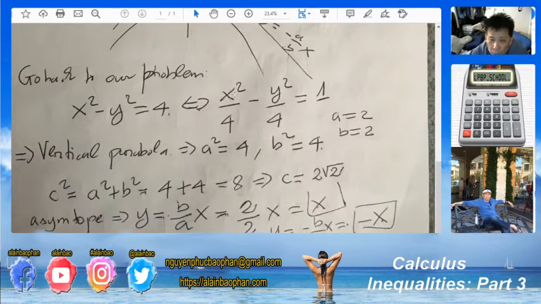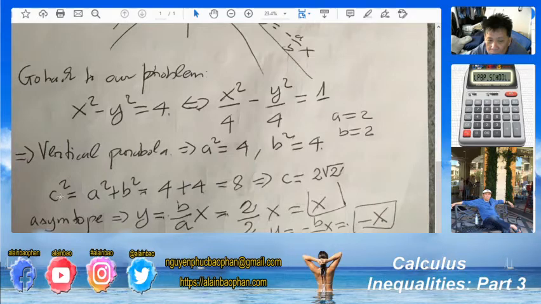And since x squared is in front, the hyperbola opens horizontally, and the foci will be on the x-axis, right? So it will go this way. And a squared equals 4, so a equals 2 if you take the square root, and b squared equals 4, so b equals 2 also. So a and b are equal. And now we need to find the vertex.